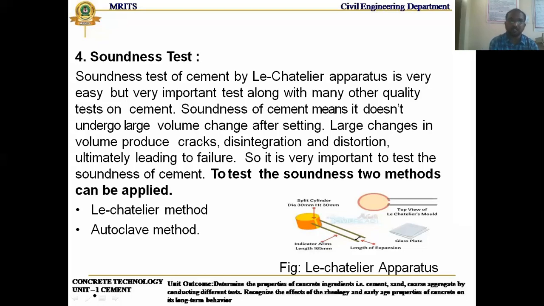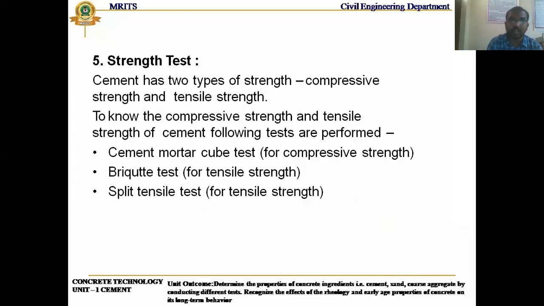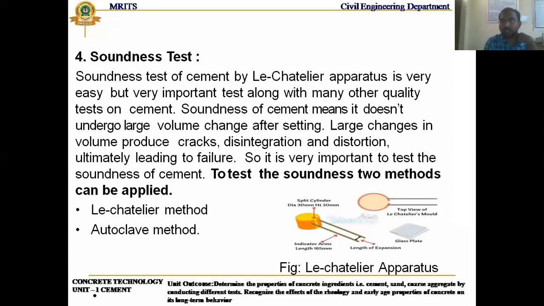To measure soundness, we have two methods: the Le Chatelier method and the autoclave method. First, you can see the Le Chatelier method. It consists of indicator arms made of iron, connected to a split cylinder of 30 mm diameter and 30 mm height, and we take the sample in that split cylinder itself. You can see the top view as well as the front view of the Le Chatelier apparatus.